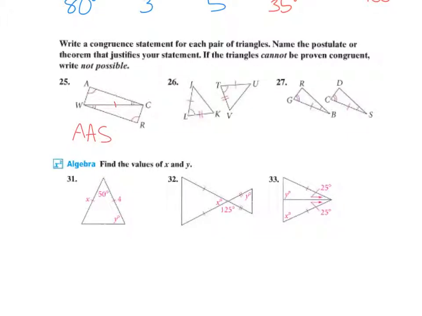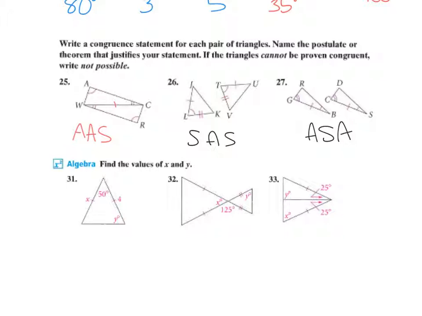And then 26, this one has 1 tick, 2 ticks, 1 tick, 2 ticks, and the angle is in between them. So this is by side, angle, side. And then 27 is the side is in between the 2 angles, so it's angle, side, angle.